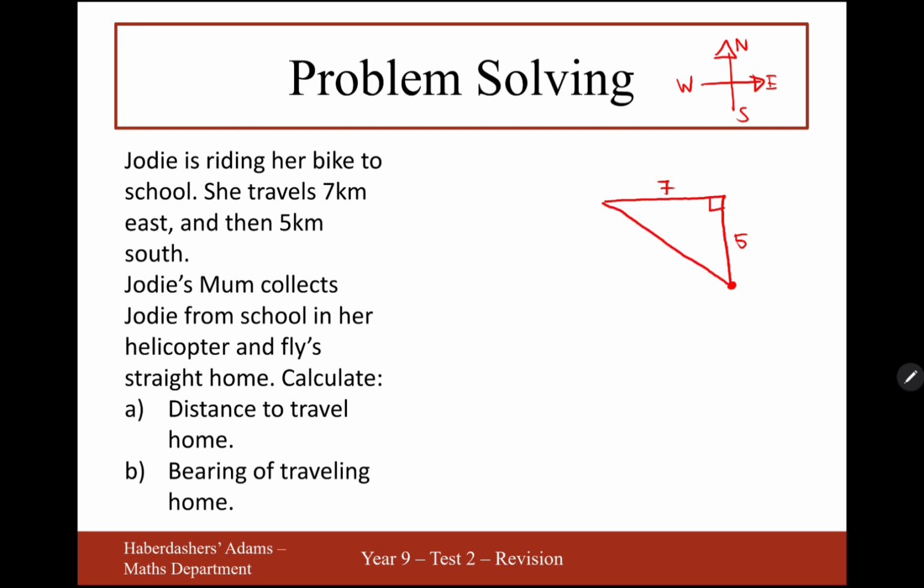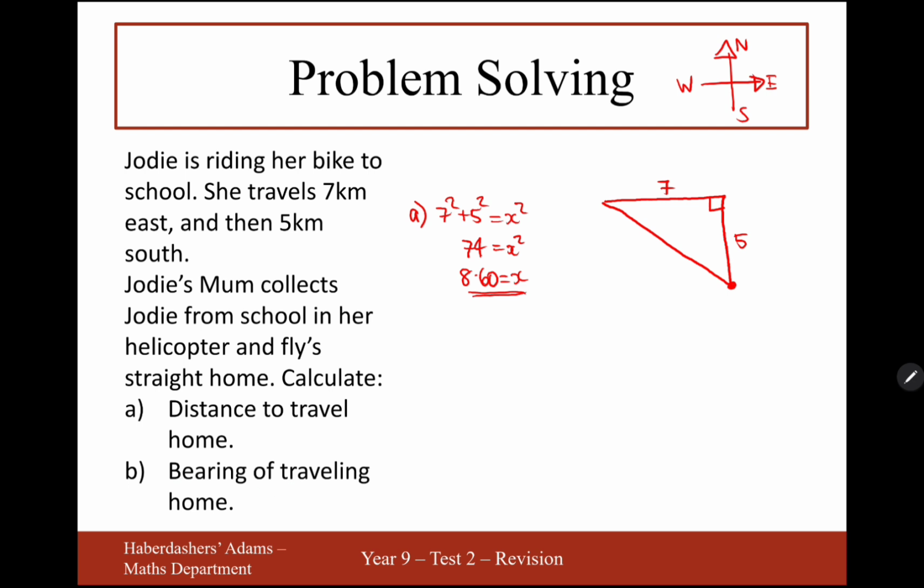Well, this is a Pythagoras question, so for part A, it's going to be 7 squared plus 5 squared equals x squared. Let's work out what both of these two things are. So that'll be added together to make 74. And then we square root the answer, and we get 8.60. Just like I said before, if you're rounding to 3 significant figures, it's always got to have 3 digits in there.